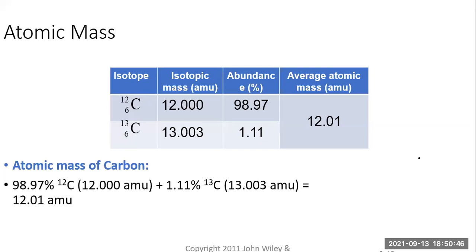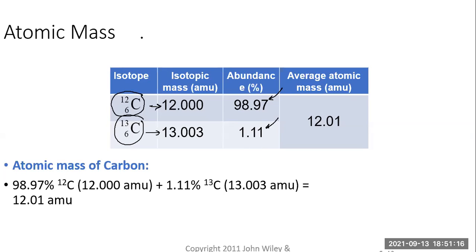So for example, here, carbon has two naturally occurring isotopes, the carbon 12 isotope and the carbon 13 isotope. Carbon 12 has a mass of 12.00 AMU. Carbon 13 has a mass of 13.003. The carbon 12 isotope occurs about 98% or 99% of the time. The carbon 13 occurs about 1.1% of the time.